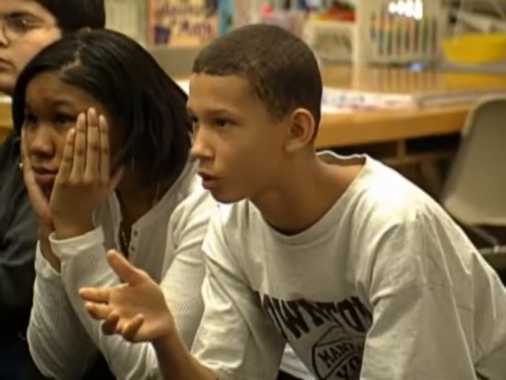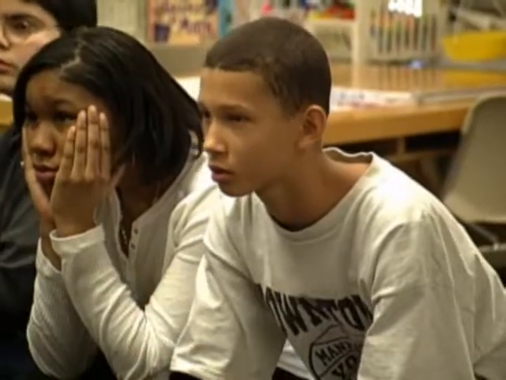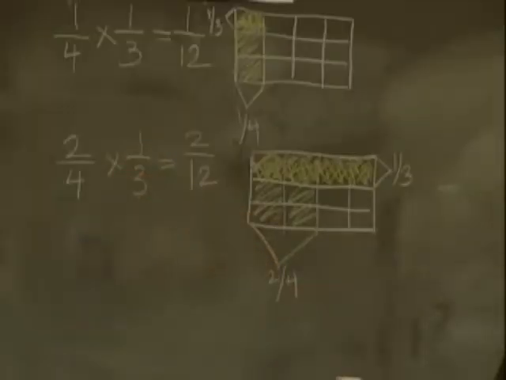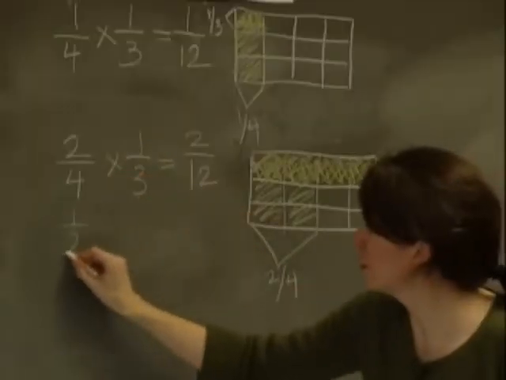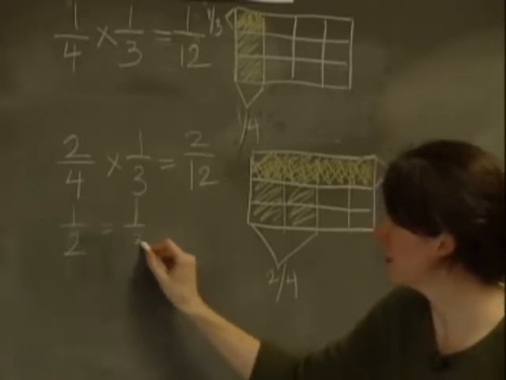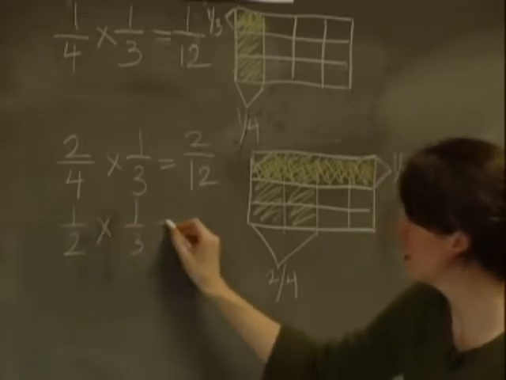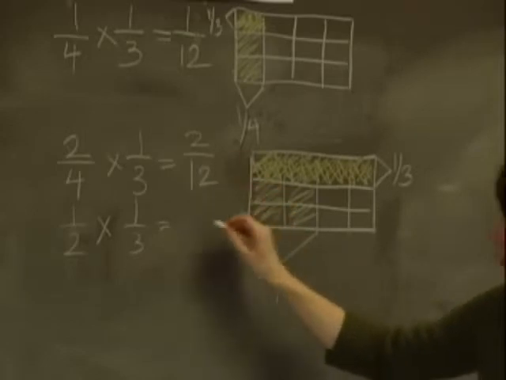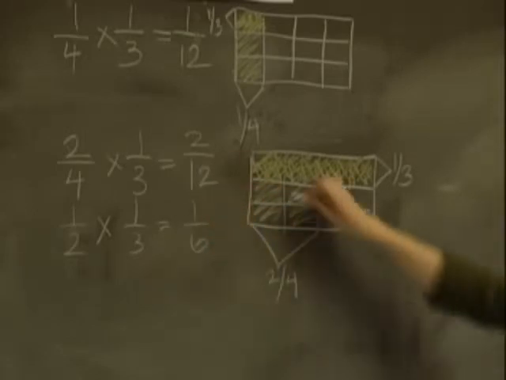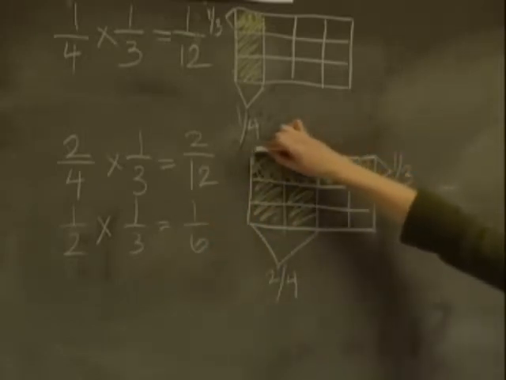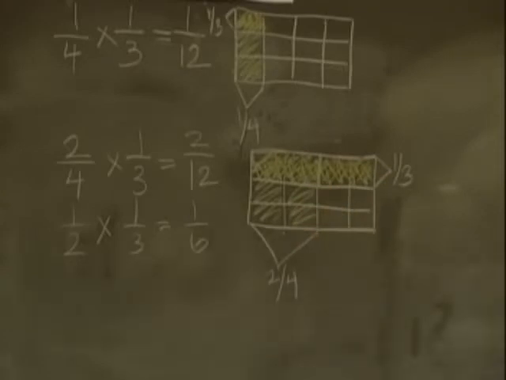How does that help us figure out the answer, Abia? You could just reduce 2/4 to 1/2, and 2/12 to 1/6. And if I did it this way, I could think about 2 out of 12 as the same as 1 out of 6. Do you see that in the picture? Here's my 2 out of 12. Do you see 6 equal pieces?